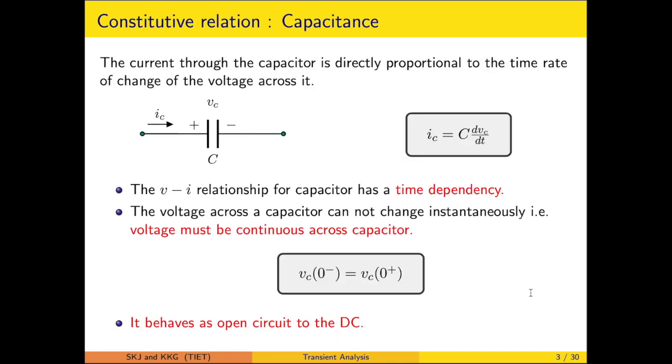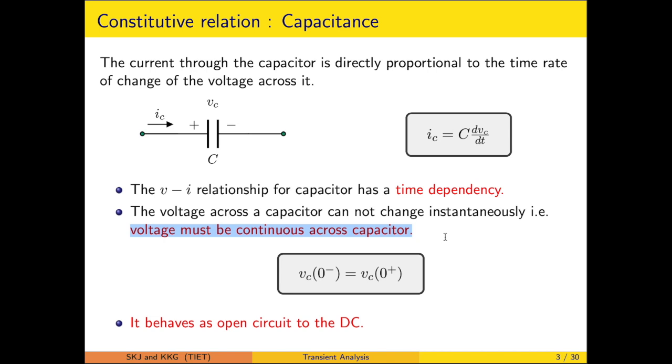For the capacitance, we know that IC is equal to C dVc upon dt. So that d upon dt term suggests it has a time dependency. However, we know that the voltage across the capacitor cannot change instantaneously. That suggests that the voltage must be continuous across the capacitor. However, there is no restriction on the current.